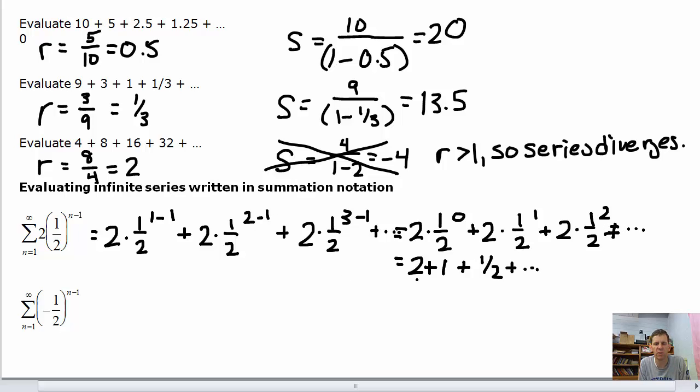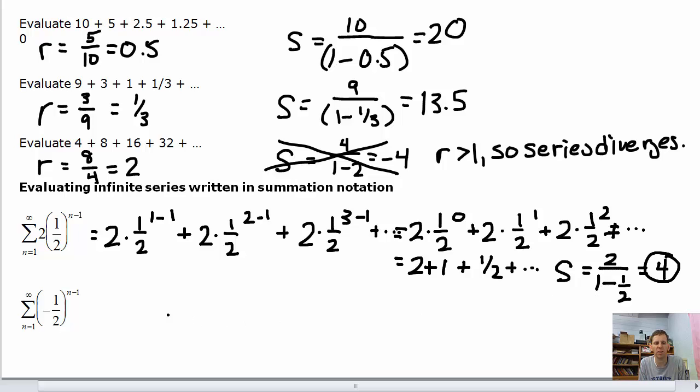So to find our infinite series here, we're going to use our series formula, which is equal to our first term, which is 2, divided by 1 minus the constant ratio. Here my ratio appears to be 1/2. As I go from term to term, my terms are getting smaller by a factor of 1/2. 1 minus 1/2 is 1/2, and 2 divided by 1/2 is equal to 4. This is a series that converges on 4.